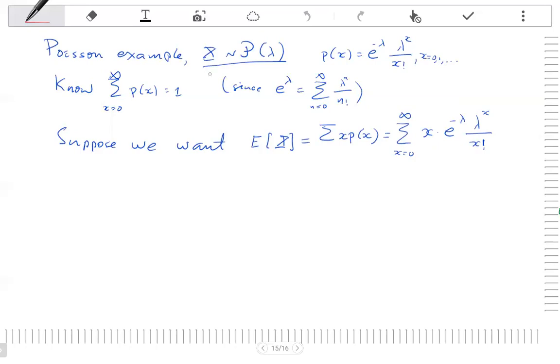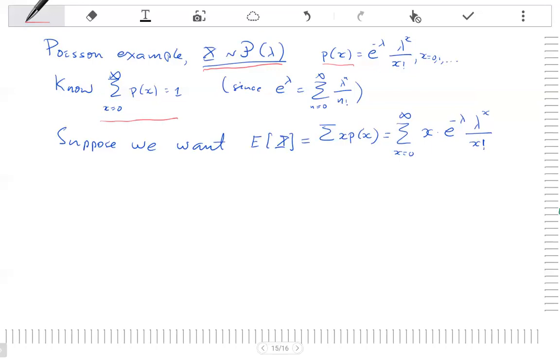We have a random variable X, which has a Poisson distribution. And what that means is that the mass function for the random variable is given by this expression, e to the minus lambda, lambda to the power x over x factorial, for positive integers and 0. Now, we already know that this sums to 1. It's obviously always positive. And we know it sums to 1 because this is just a rewrite of the Taylor expansion for the exponential function.